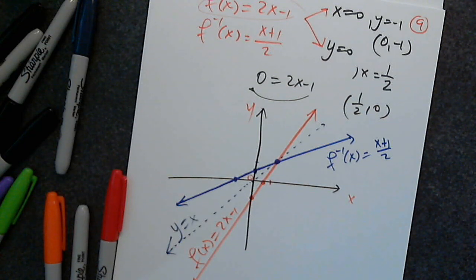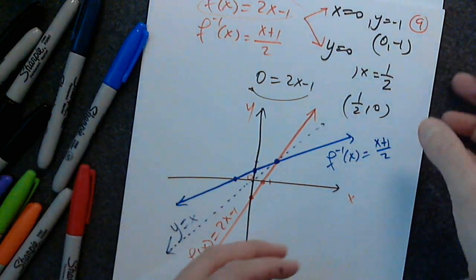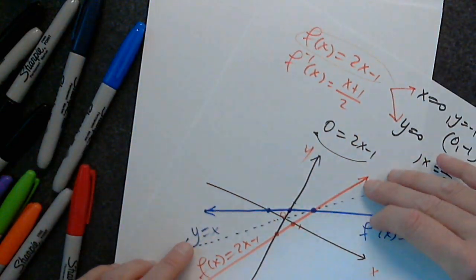I don't ever bother to find ordered pairs for the inverse from scratch, because I have two ordered pairs for the function. For the inverse function, I don't care to determine points. I already have them. If I have this for the function, then this is for the inverse. If I have this for the function, that's for the inverse. And the graph of the function and the graph of the inverse function are always symmetric.